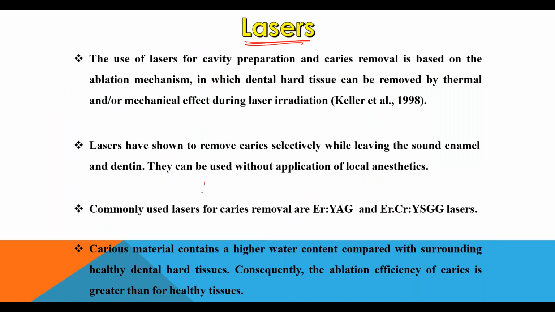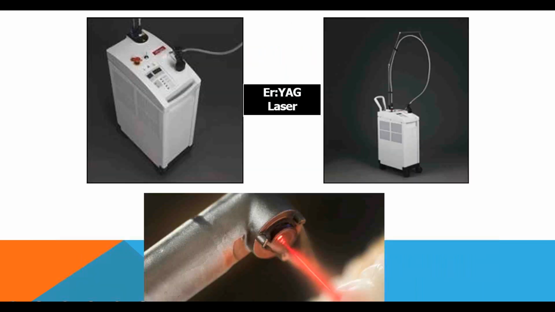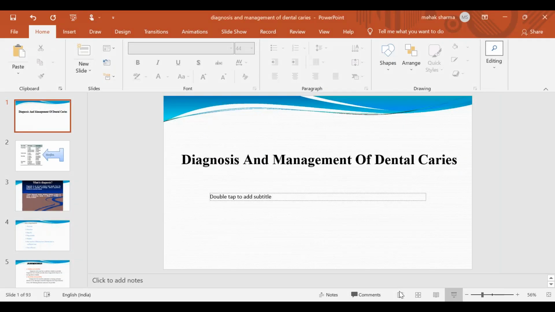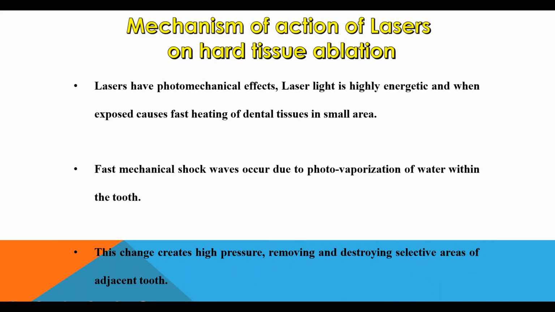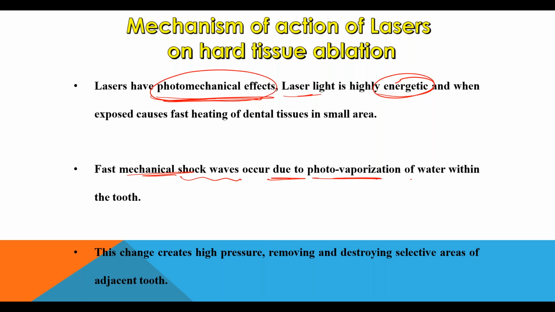Lasers, mostly your hard tissue lasers. Erbium YAG and erbium chromium YSGG lasers are used. They are projected over the tooth surface, causing the disinfection and disruption of the bacterial membrane, leading to cavity disinfection. They have photomechanical effects. Laser light is highly energetic, and this effect causes the ablation of the tooth. Fast mechanical shock waves are produced, which due to photo vaporization of the water cause the ablation of the dental tissues.